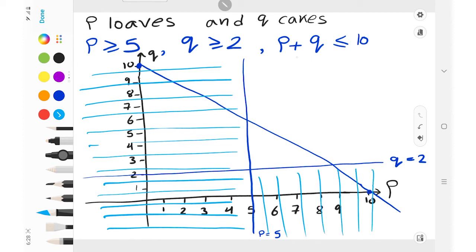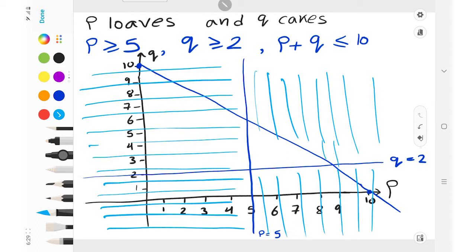Now P plus Q, we want it less than 10. So let's take a point. Let's say here 10 and 5. 10 plus 5 is 15. So 15 is not less than 10. So this region I don't want. So what is left? This is the region that I want, the small triangle.